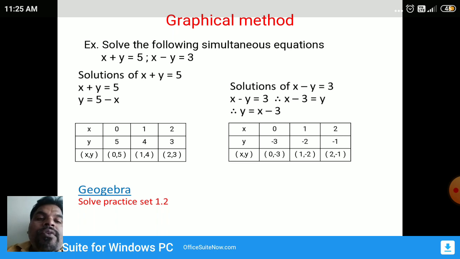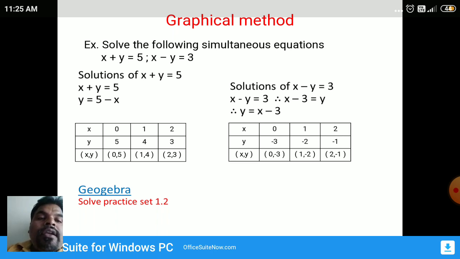Also, you find the solutions of the second equation. The equation is x minus y is equal to 3. Then you write the value of y in terms of x: y is equal to x minus 3. Then you take values of x and find the value of y. First we take the value of x is 0.